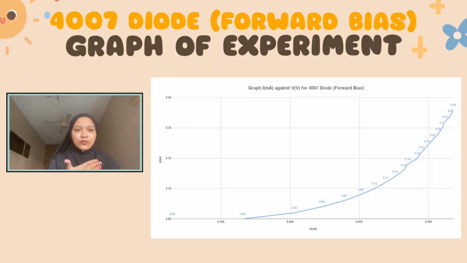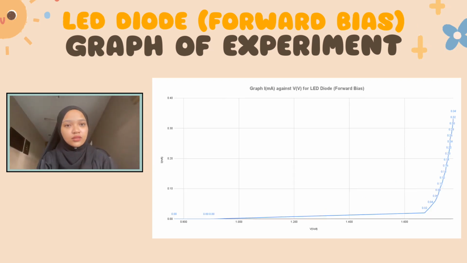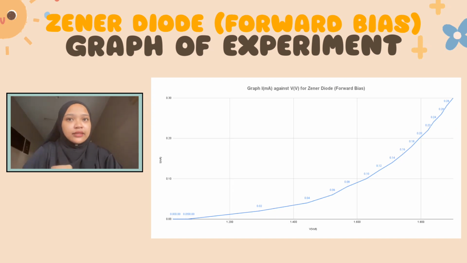This is the graph that we made based on the data that we got from the experiment. As you can see, for the 4007 diode graph, the current is directly proportional to the voltage. For the LED diode graph, the current is also directly proportional to the voltage. Same goes for the Zener diode. The data shows the current is directly proportional to the voltage.